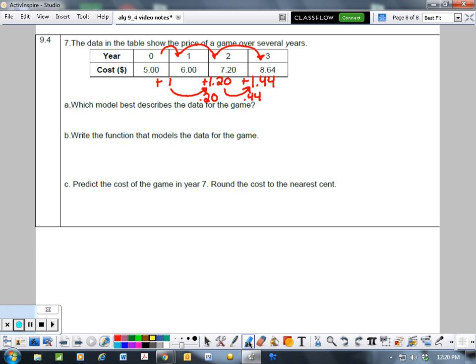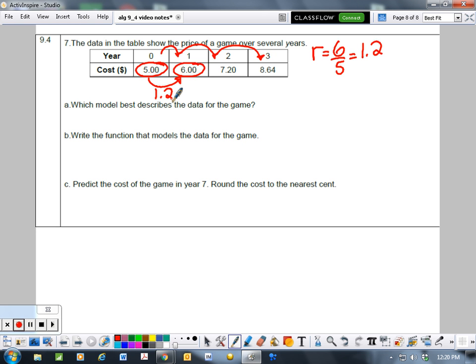So let's see, maybe there's a number that we're multiplying by each time. Let's figure out a possible r. I have no idea what I'm multiplying by each time. So I'm going to take one value and divide by its previous value. So 6 divided by 5 gives me 1.2. Let's check this. If I multiply by 1.2, 5 times 1.2 gives me 6. Now I'm going to multiply by 1.2 again, and I'm going to get 7.2. So here we go. We found our common ratio.